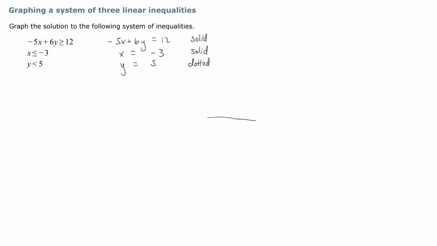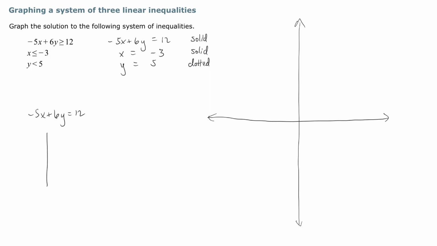Go ahead and take your graph paper, do the best you can here. If you have a straight edge, take advantage of it. I'm going to create a t-chart for the very first equation, negative 5x plus 6y is equal to 12. Let's do a quick t-chart here. So when x is 0, y is 2. And when y is 0, x is what? 12 over negative 5. That's about negative 2 2/5. No problem. So let's draw some values here.